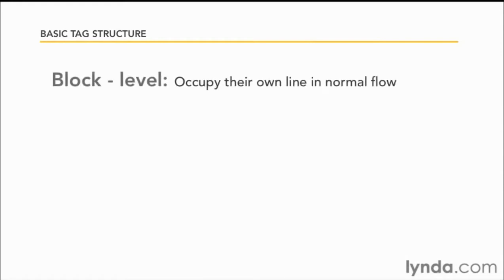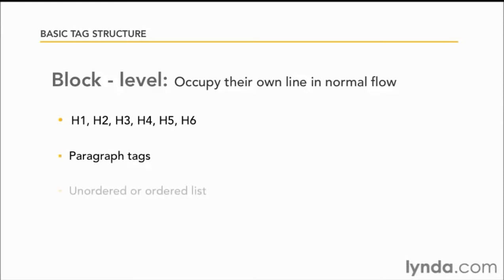Block level elements are considered to occupy their own line within the normal document flow and are typically displayed this way within a browser. Block level elements that you might use frequently include the heading tags, paragraph tags, unordered or ordered lists, and the div tags that help divide content.